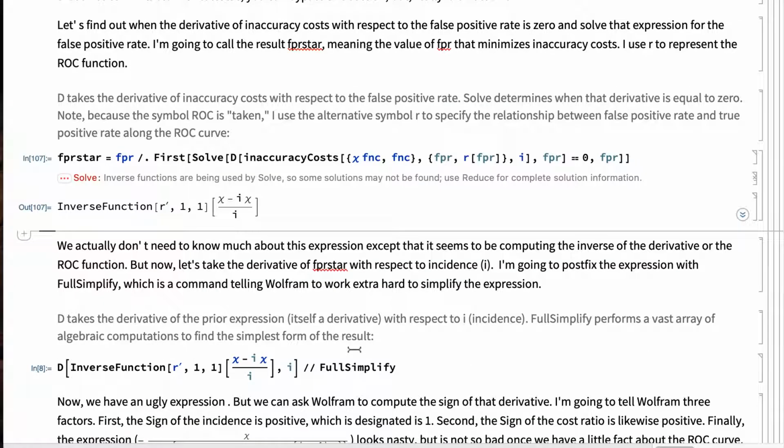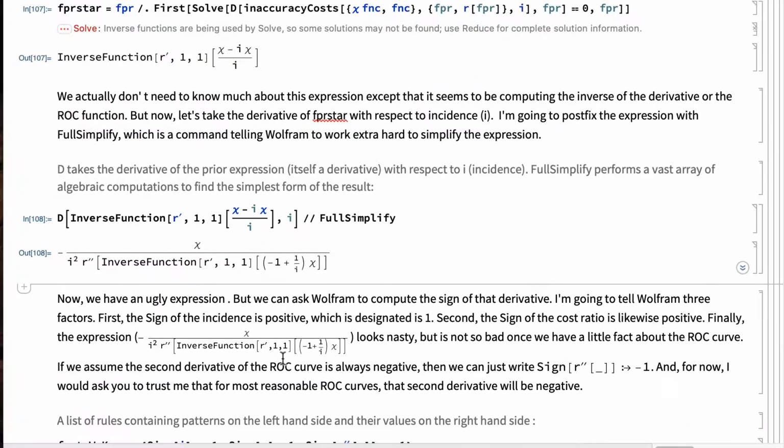Now what I want to do is take the value of the false positive rate at which inaccuracy costs are minimized, and take the derivative of that with respect to incidence. And so we should see how incidence affects the optimal false positive rate. So here's what we get. Well, this is an even uglier expression. But all I really care about is what the sign of this is. Is this positive or negative? And that we could figure out.